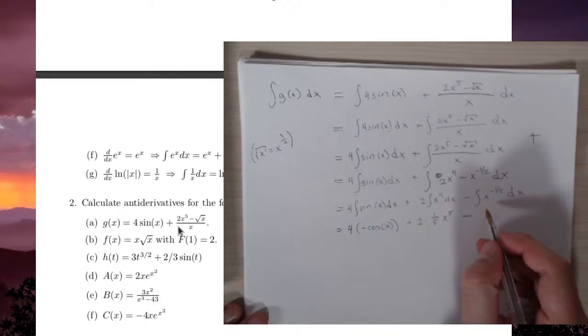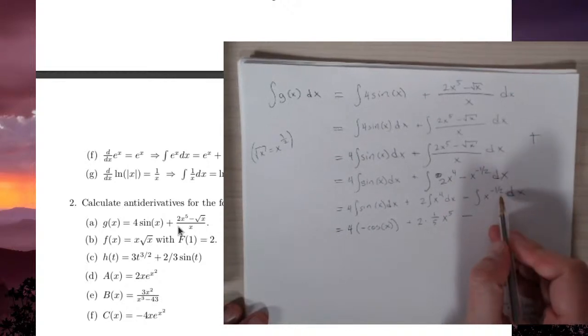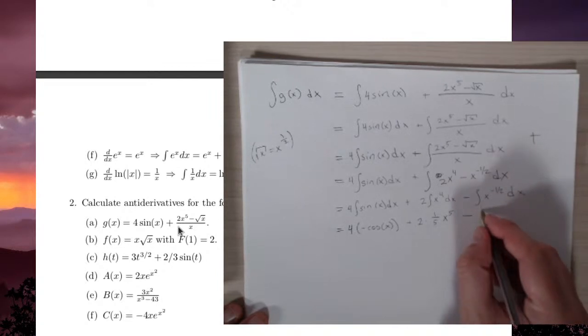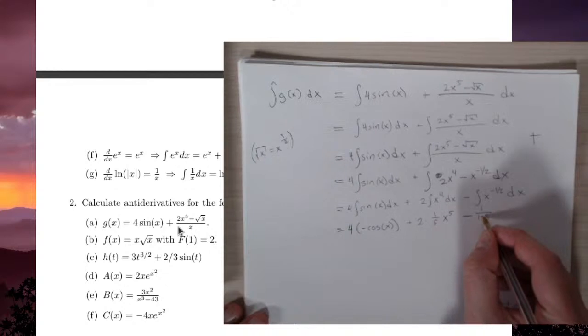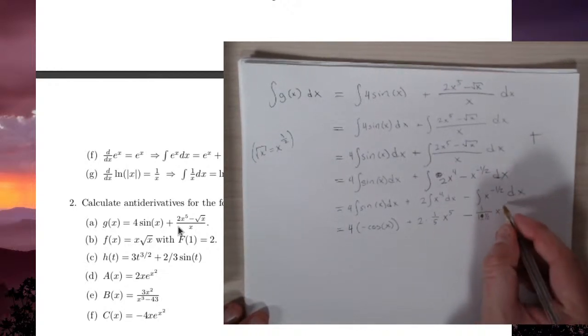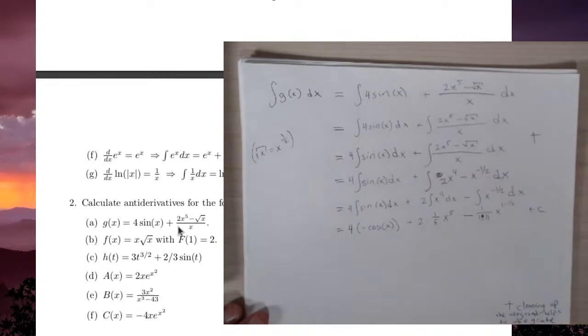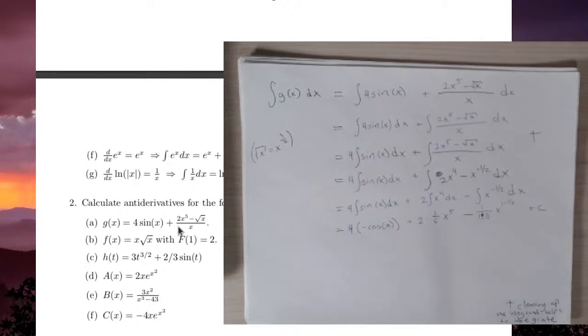And then here we'll have what? Minus. We have to do the same thing, right? We have to add 1 to this exponent. So this is going to be 1 over 1 plus negative 1/2, and then we'll have x to the 1 minus 1/2. And then we'll have a constant out there. Notice I only have one constant because if you have all three of these, it doesn't really matter, since you can just add those three constants together and get this new one.